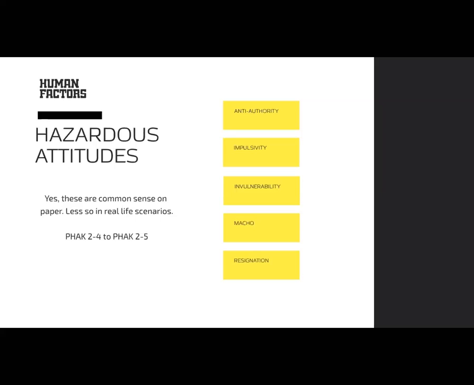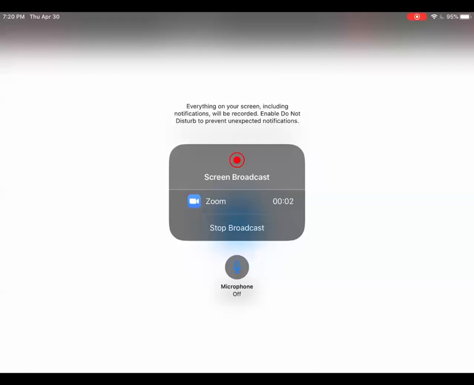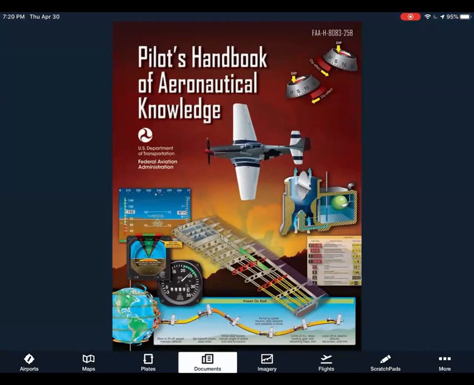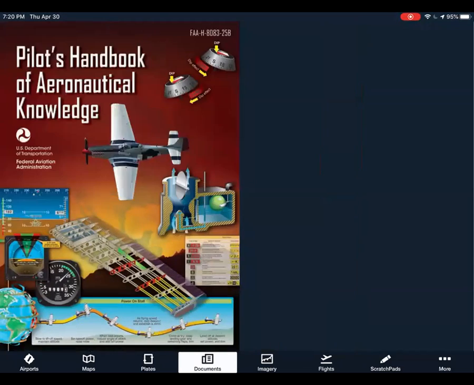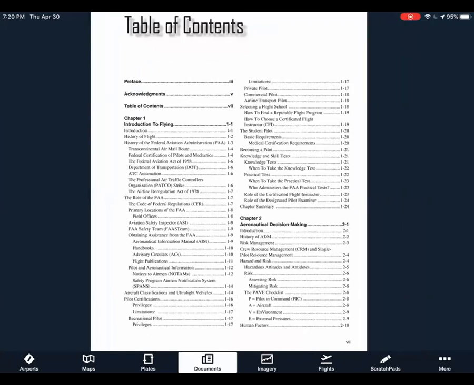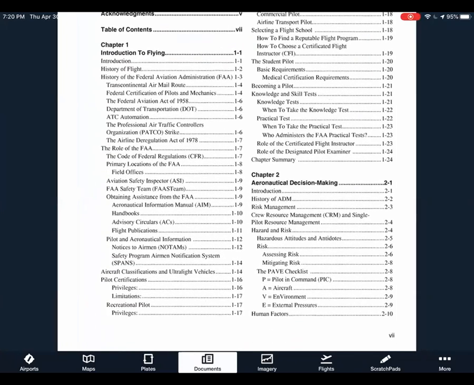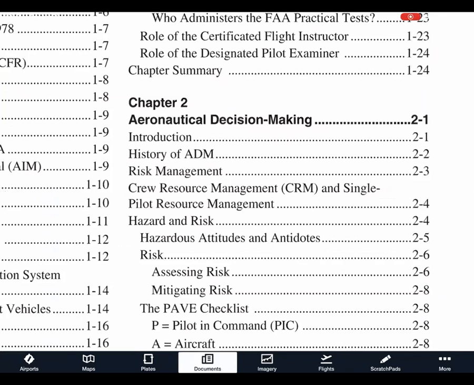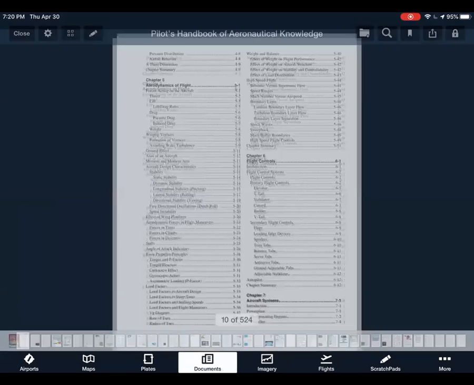Well, let's jump back over to the Pilot's Handbook of Aeronautical Knowledge and take a look at the specific section on that. Hopefully my iPad doesn't freeze this time. There we go. I know I had the list up, but as per usual, I want people to make sure that they understand the basic workings of any manual. So we are going to go to the table of contents. I am terrible at using the table of contents, so I'm going to force myself to do it so that you can yourself. What we're looking for, obviously, is a hazardous attitude. If we go to chapter two, we can see that's definitely going to be under aeronautical decision making. And in conjunction, we can see listed under hazard and risk, we've got hazardous attitudes and antidotes starting on 2-4. So let's scroll over to that.